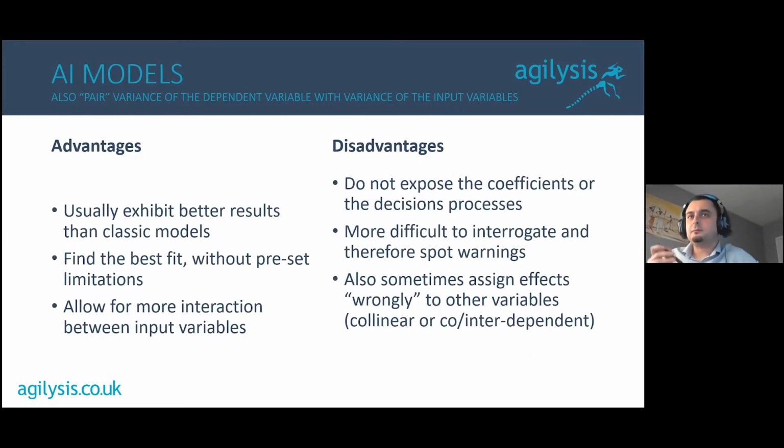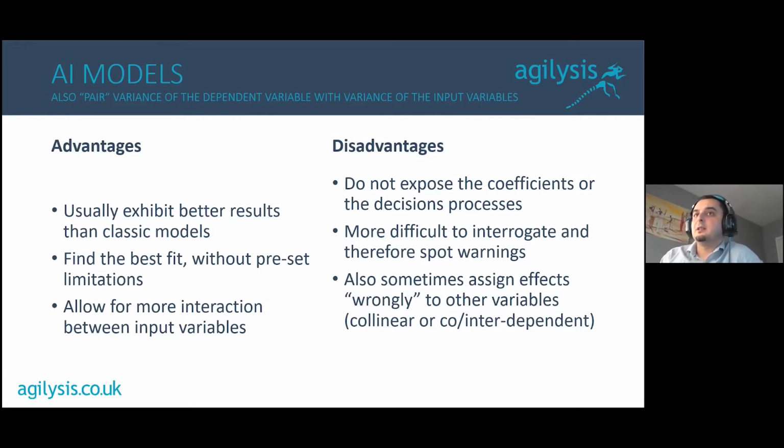Next slide, please. What do AI models do? They do the same thing. They also pair variance in the dependent variable with variance in the input variables. They usually exhibit better results than classic models, as much as we could see around us until now. They find the best fit without preset limitations, and they can change their settings at every step. So they will give us a best fit. And they allow for a lot more interaction between input variables inside the models, which with classic models is sometimes a bit harder to do.